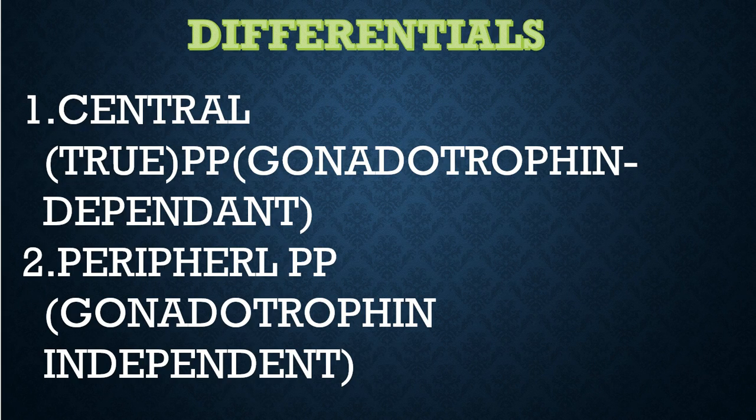Now, what will be the differentials if a child with precocious puberty presented to you? So, it will be either central or peripheral. Central is the true precocious puberty and is gonadotrophin dependent, whereas the peripheral one is gonadotrophin independent.